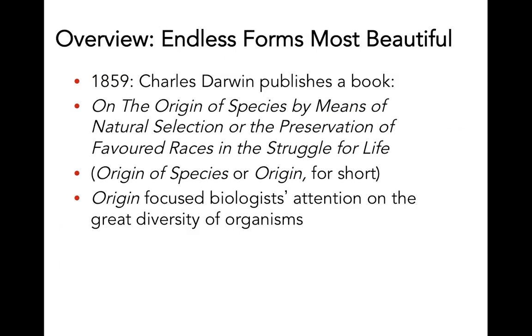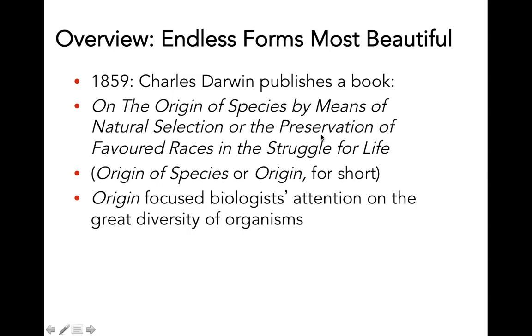So in 1859, Charles Darwin published a book with the very long-winded title of On the Origin of Species by Means of Natural Selection or the Preservation of Favored Races in the Struggle for Life, which most people just refer to as Origin of Species, or shorter still, we can just call it The Origin. And this book focused the attention of biologists, paleontologists, geologists, all on the great diversity of organisms that we see in the modern day, as well as organisms of the ancient past.